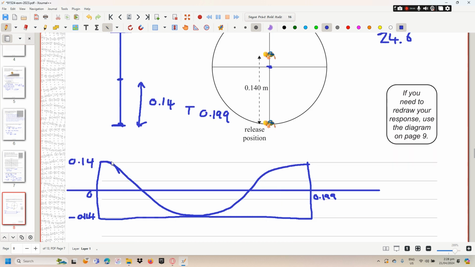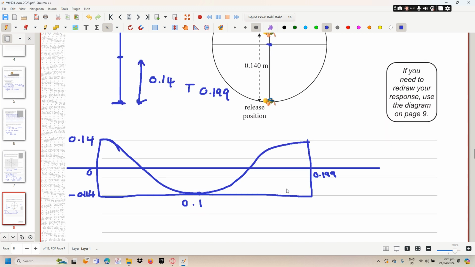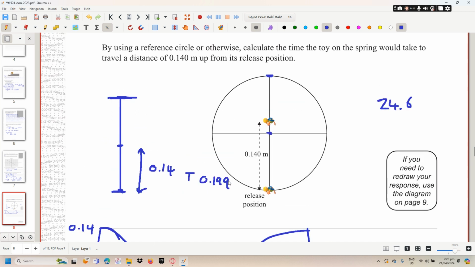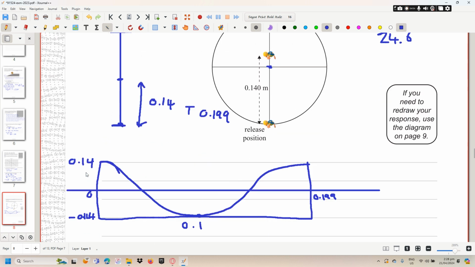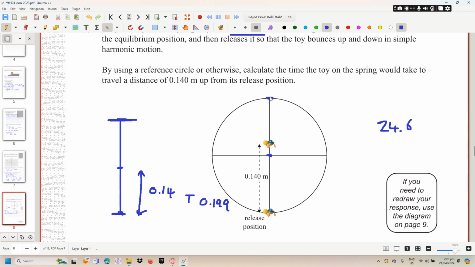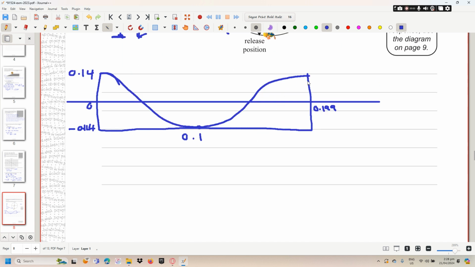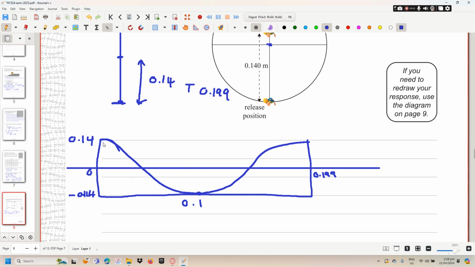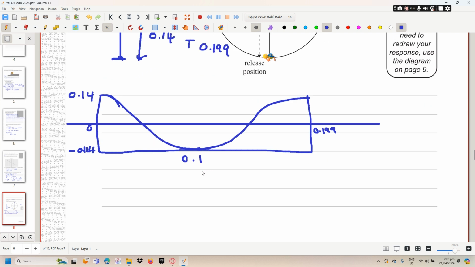It's going to be a sine wave, and so you'll notice that after half a period, so about 0.1 seconds, the toy is 0.14 meters away, but it's on the other side. It's over here. It's bounced all the way up and it's up here, and then it comes back again. Now, how do you find an equation for this graph?